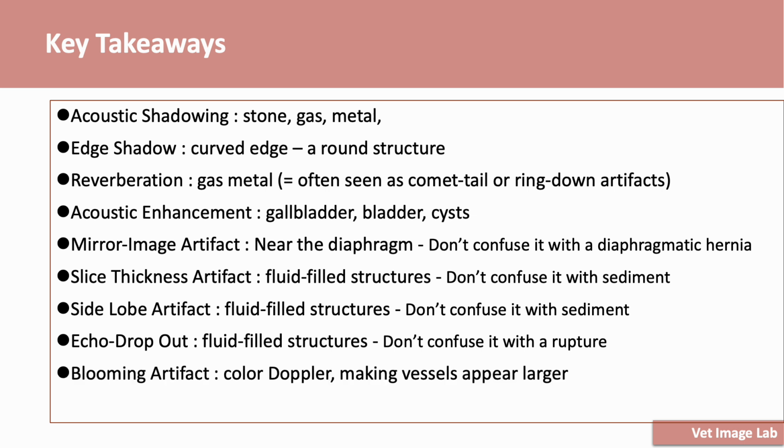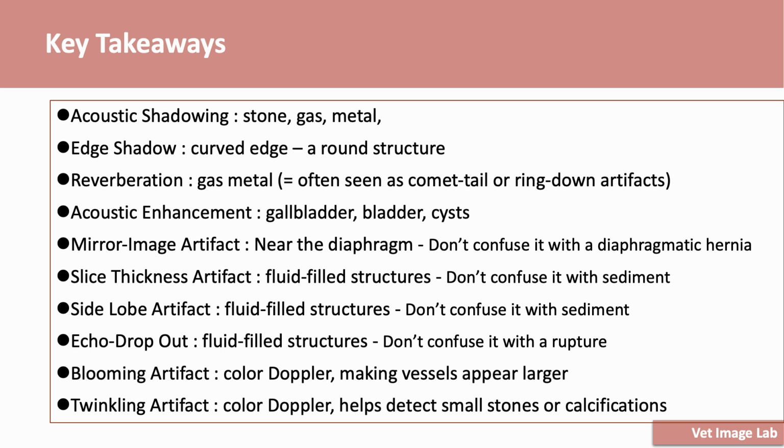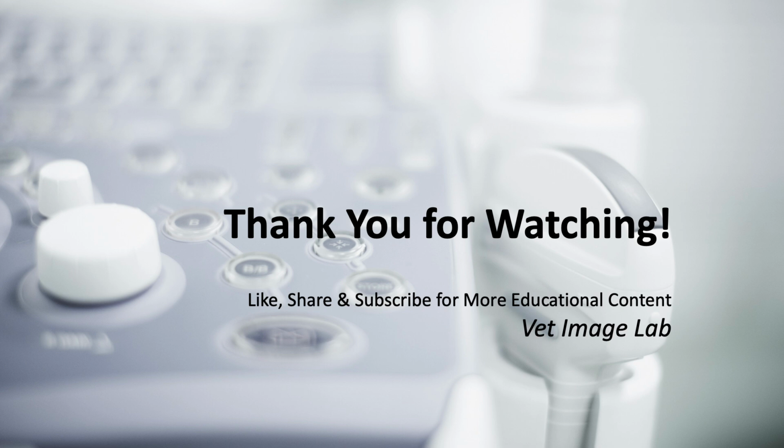Blooming artifact occurs in color Doppler, making vessels appear larger than they actually are, so always measure vascular lesions in B mode for accuracy. Twinkling artifact helps detect small stones or calcifications that may not be clearly visible in B mode. If you suspect a small stone, check for twinkling on color Doppler to confirm. Understanding these artifacts is key to avoiding misdiagnosis and improving ultrasound interpretation.